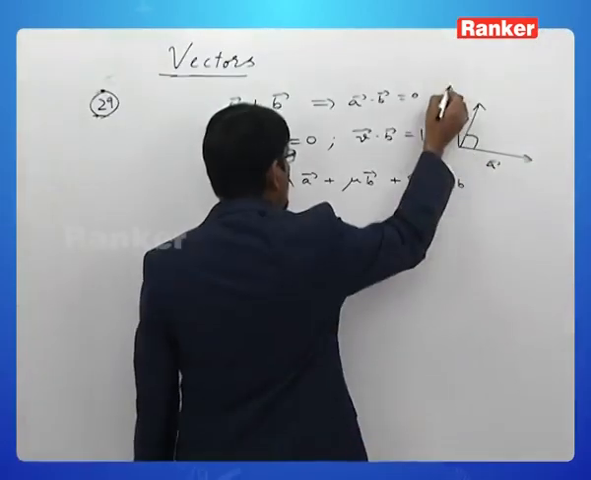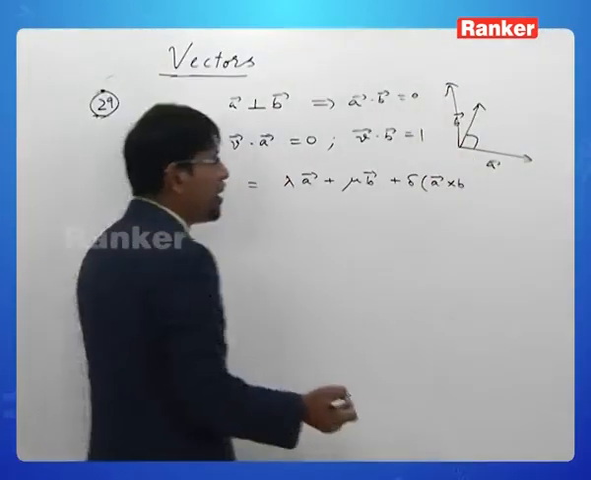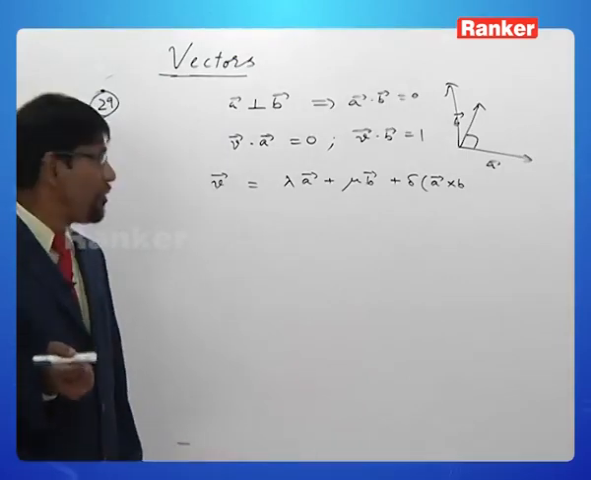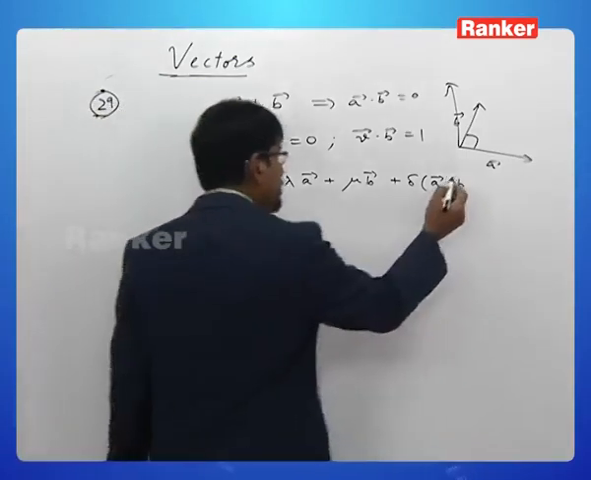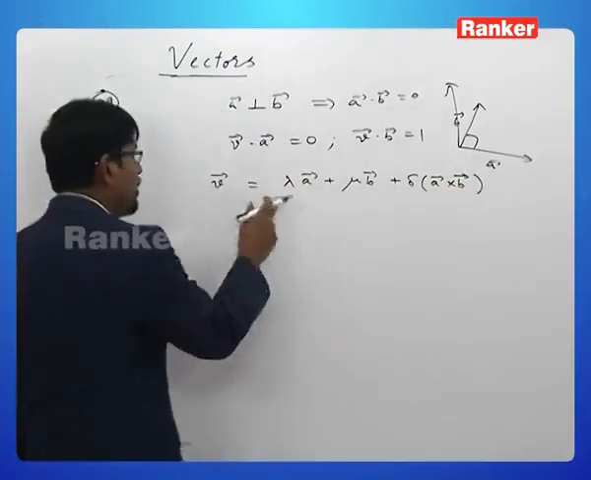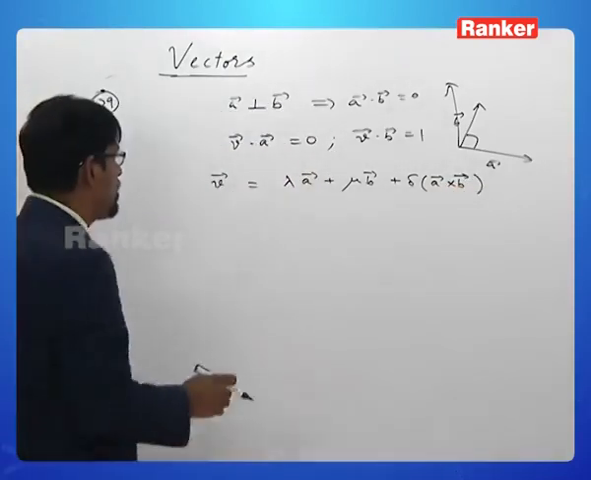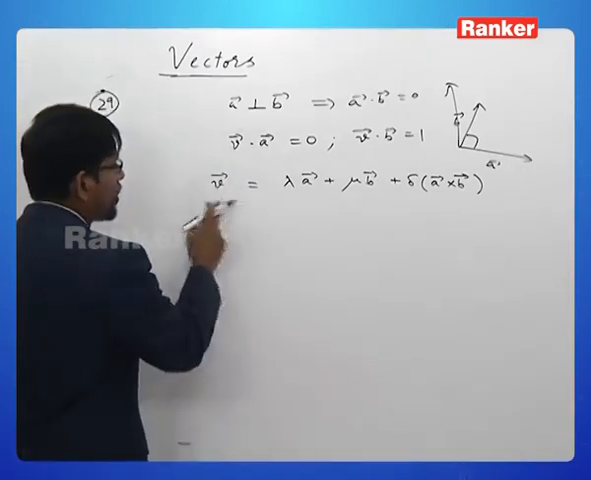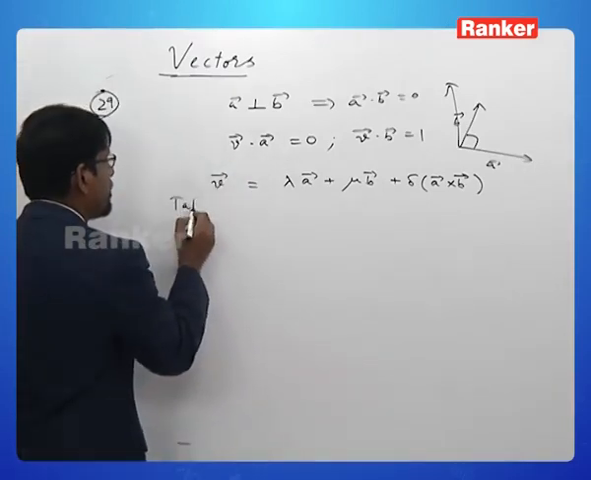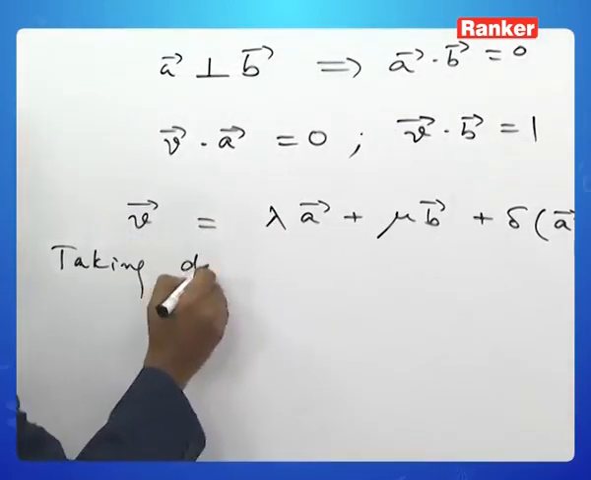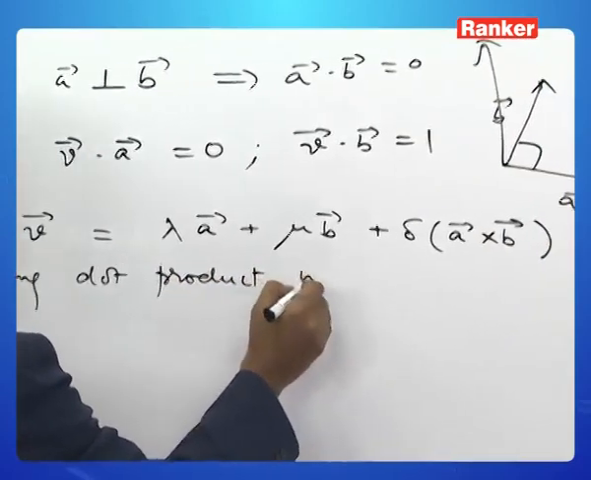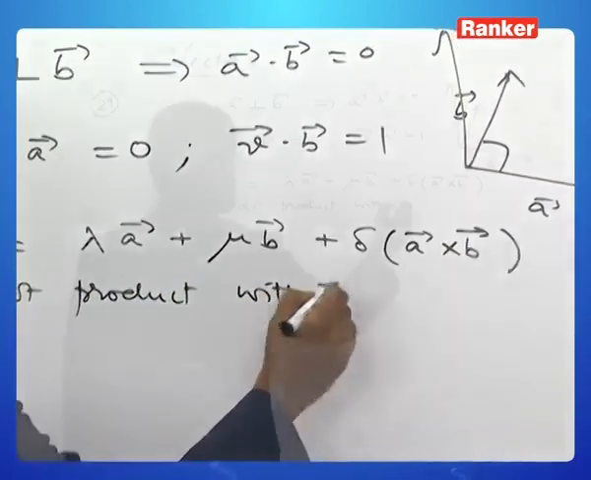This a cross b is a vector perpendicular to both a and b. Therefore, it is not in the plane of a and b. So we have three non-coplanar vectors a, b and a cross b. We can write any vector v bar this way. So let's use this information. v dot a is 0. So let's take the dot product with a bar. What do we get?